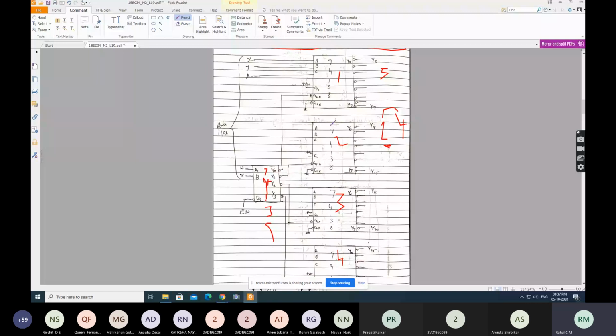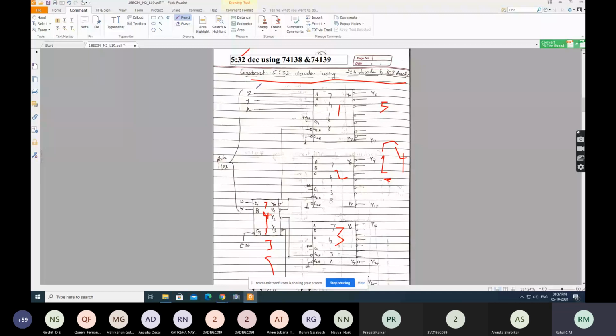Not getting? Fine, look here. How many pins are there here? 3 input pins. I have put a box here. There are 3 input pins.